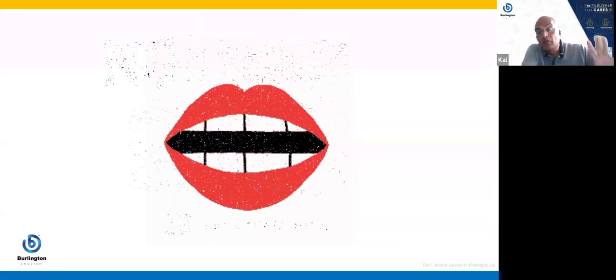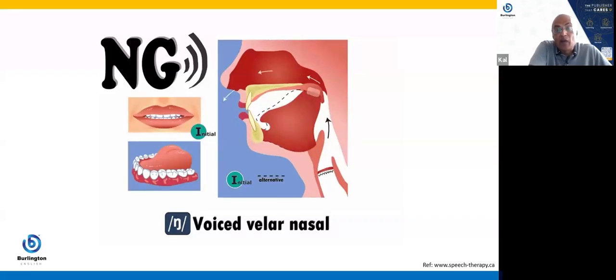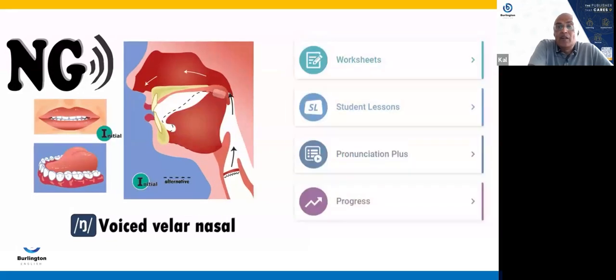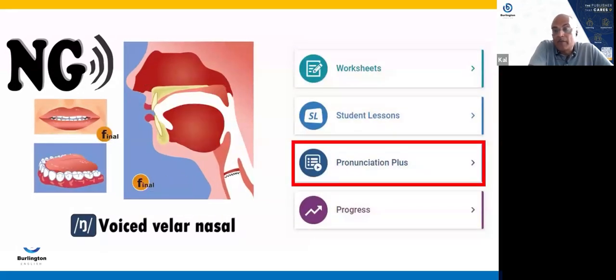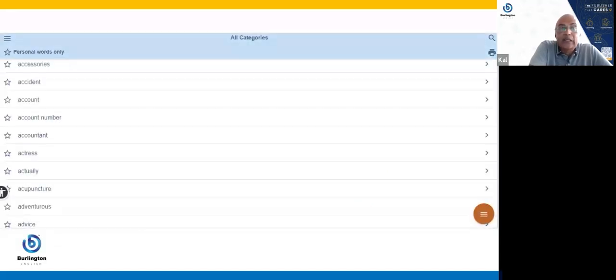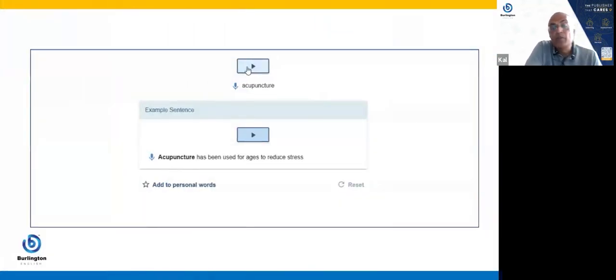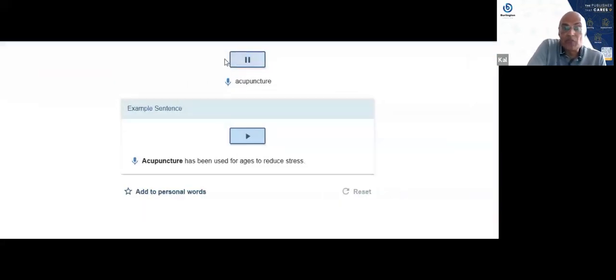Now, in order to help you, there are lots of apps there, and we've done cutaway faces and we've done the sounds as well. So remember, on our own systems, if you've got the Burlington apps with you, we have that pronunciation plus tool, and this does a lot of it for you. So we've got those word lists in there, and then we have the words themselves. Acupuncture. And then the student can press the microphone to actually replicate the word. And we've also added the sentences at the bottom, and that helps us to do things like the word and sentence stress.